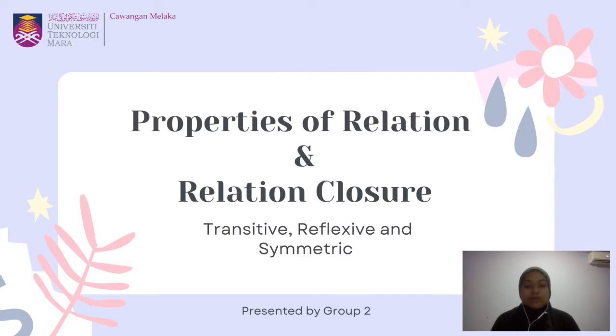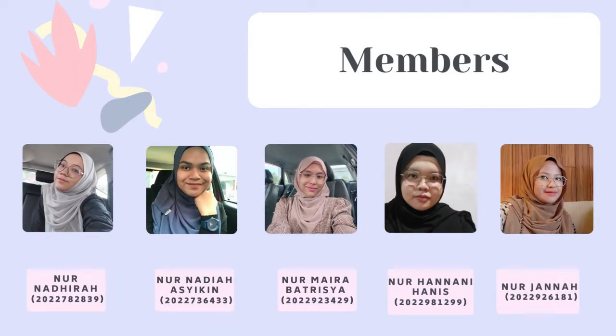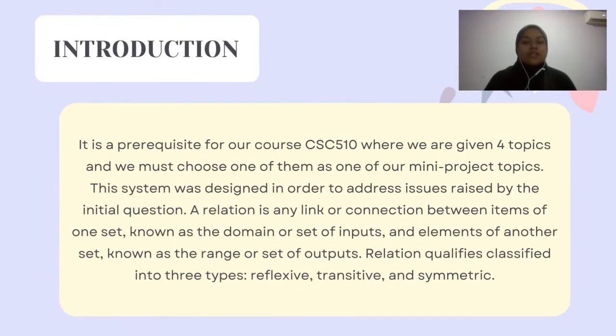So we are from group 2. We'll present about the properties of relation and relation closure, which are transitive, reflexive, and also symmetric. For this project, we are given 4 topics and we must choose one of them as our mini project. So for our project, this system was designed in order to address issues raised by the preceding question.